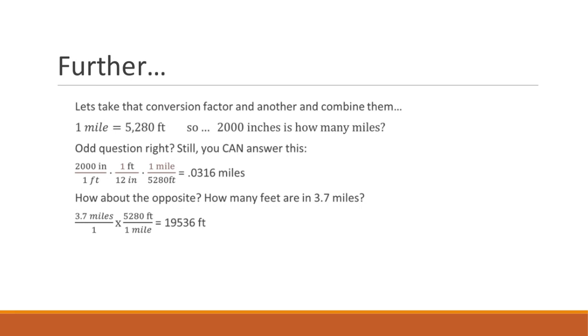So you would set up your conversion factor to have 2,000 inches over feet, right? Knowing that crossing out inches is going to get you your foot amount. So that ends up being 2,000 divided by 12, right?